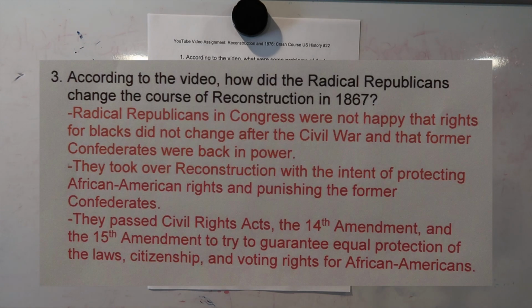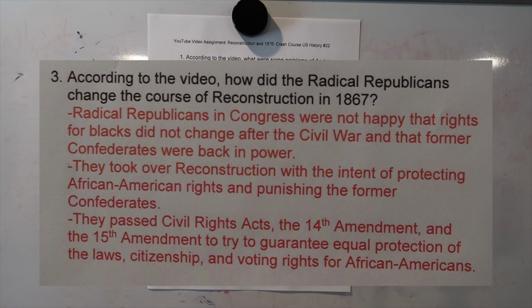The third question from the video: according to the video, how did the radical Republicans change the course of Reconstruction in 1867? So think about that date for a second. The war ends in April of 1865. Lincoln is killed pretty much at the same time. And then for 2 years, you have a presidential Reconstruction with Andrew Johnson kind of taking the lead. Well, you can see that not much was changing as Andrew Johnson was leading Reconstruction.